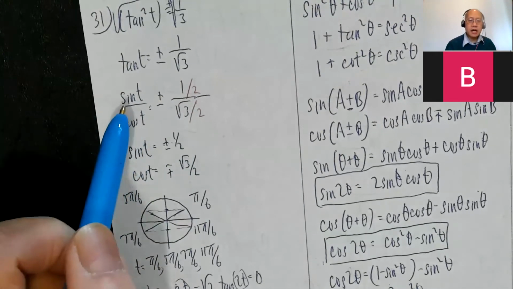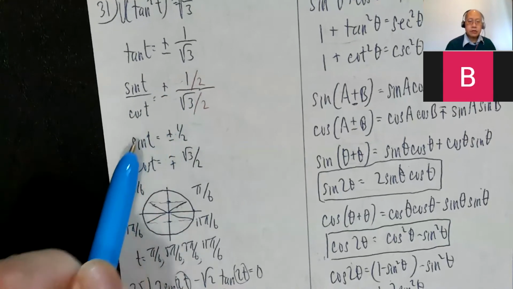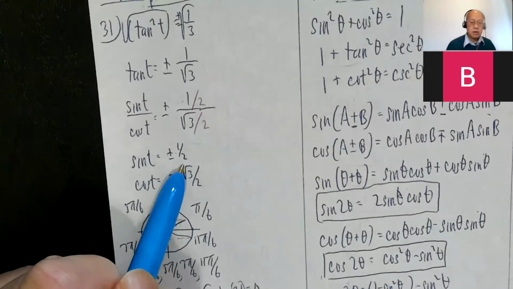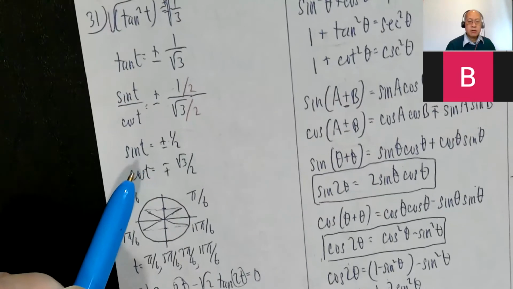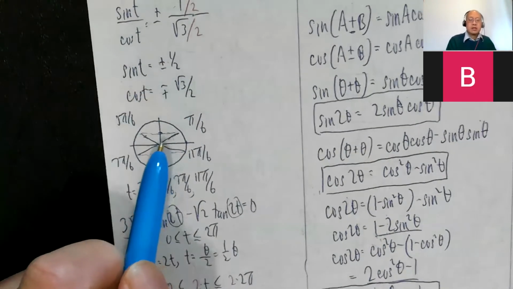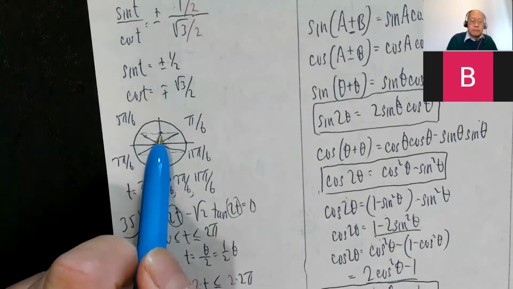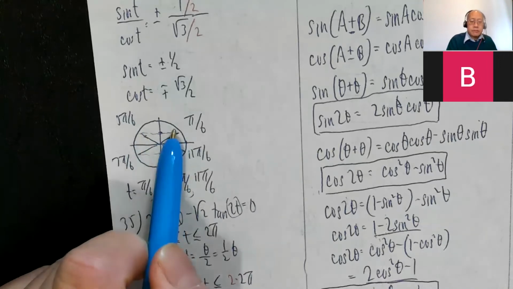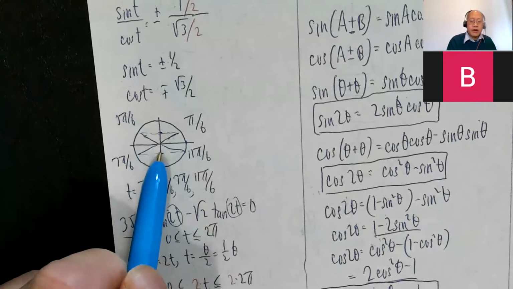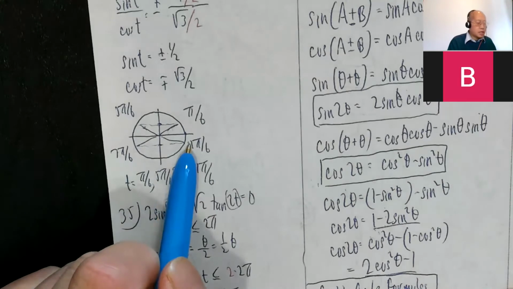Okay, so if I set it up this way, well, then I've got sine of t is either plus or minus 1/2, and cosine of t is plus or minus radical 3 over 2. So it's easy to work with 1/2. So I go draw a unit circle. I go halfway up, draw these two angles, pi over 6, 5 pi over 6. And I go halfway down, I get these angles, 7 pi over 6 and 11 pi over 6.